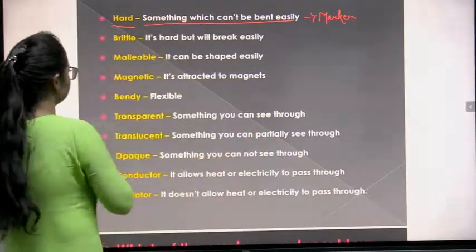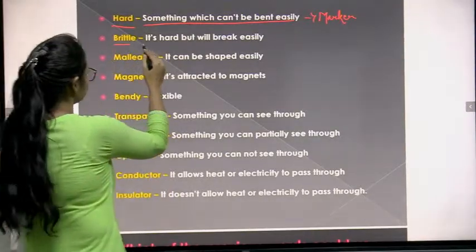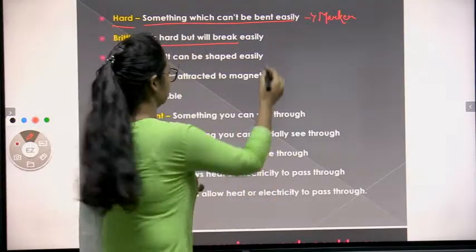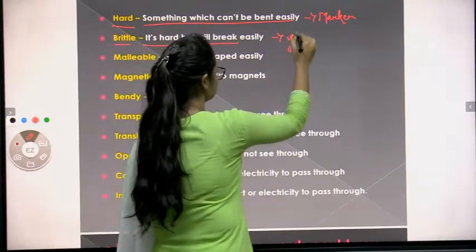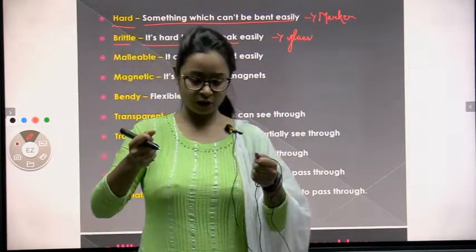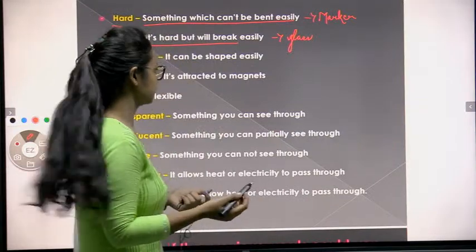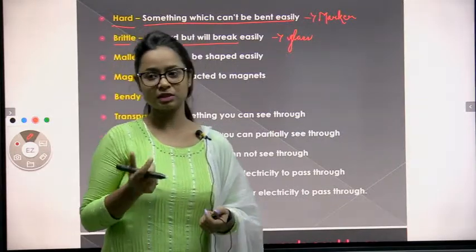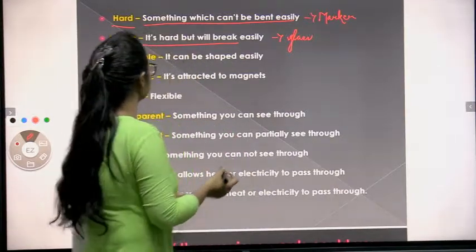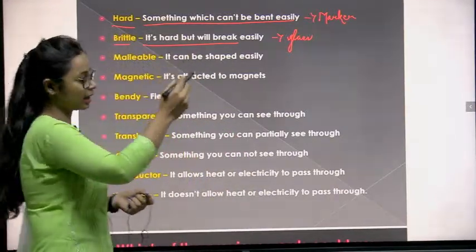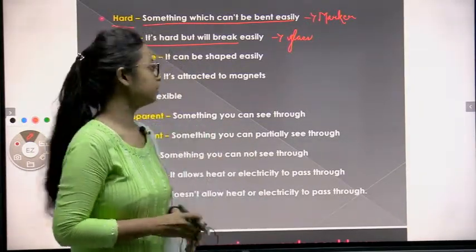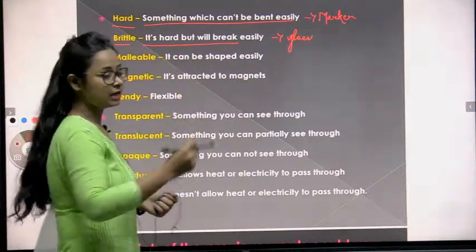Next, brittle. Brittle means when something falls from a great height, it can easily break. That is glass. If you drop glass from here, what will happen? It will break. For example, you have a biscuit or a cookie. If you throw it from a great height, it will break. So brittle means it's hard but can break easily. Glass is a hard thing, but it can easily break.